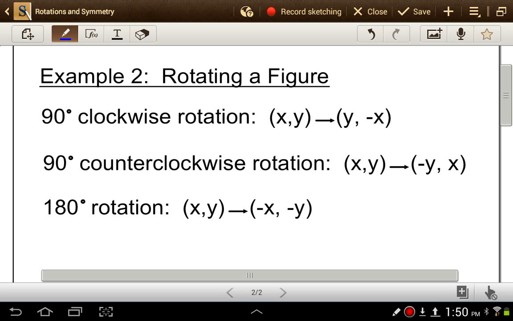And a 180-degree rotation is a little easier. All you do in a 180-degree rotation is take the opposite of the numbers. So they don't switch positions at all. We just take the opposite of each number. If they're positive, they become negative. If they're negative, they become positive.